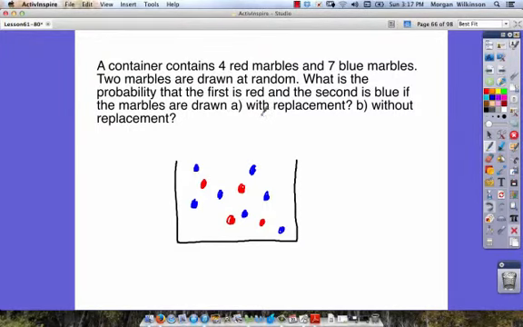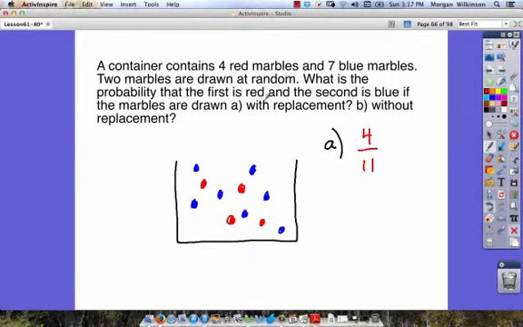Now, to have the marbles drawn with replacement means we put them back in before the next time we draw one. If there's without replacement, it means we keep the marble out of our container before we draw the next one. So two marbles are drawn at random. What is the probability the first is red? We'll do problem A first with replacement. So the first one to be red, we can see we've got 4 chances out of a total of 4 plus 7, that's 11.